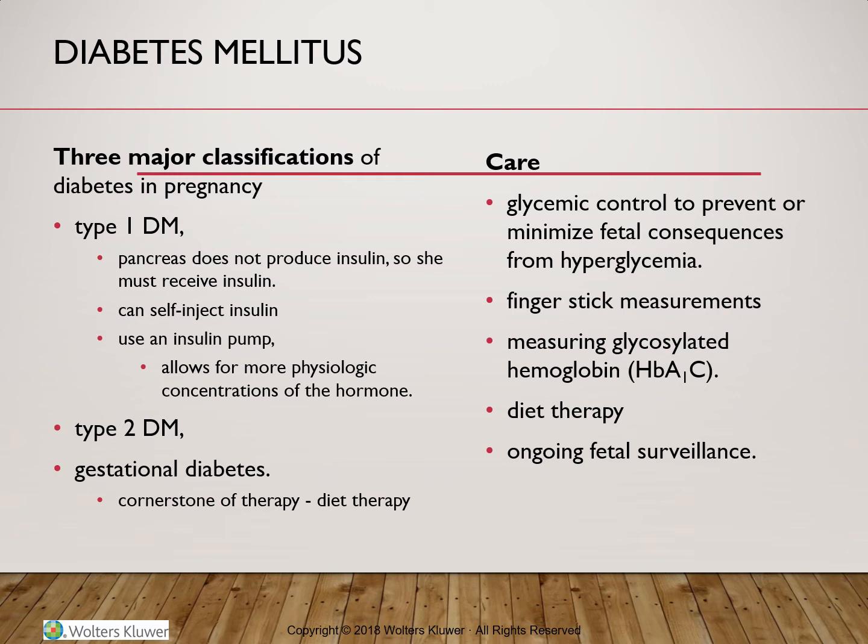So a woman that developed gestational diabetes during pregnancy is at increased risk for developing a type 2 diabetes after, with numbers somewhere between 30 to 50% of those women developing diabetes within 5 to 20 years after delivery.